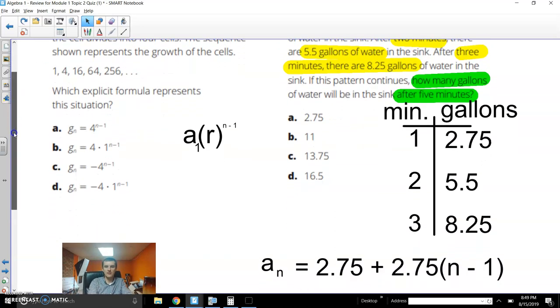But in terms of preparedness for the quiz, I thought I'd show you a more explicit way to start this. If I wanted to create an explicit formula where I can calculate any number I want, maybe 5 minutes, maybe 20 minutes, maybe 100 minutes, I just plug that minutes into the equation and it pops out the number of gallons real quick. So basically I start with the first number, 2.75, and then 2.75 is actually the common difference. If you subtract any of these numbers, you're going to see that it's adding 2.75.